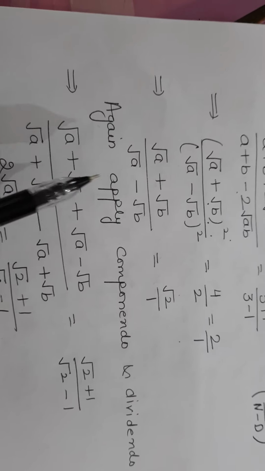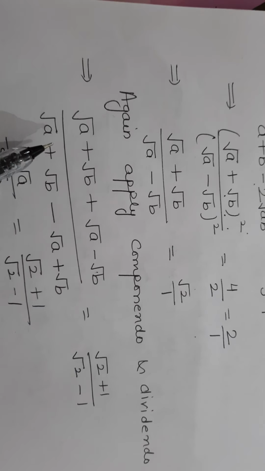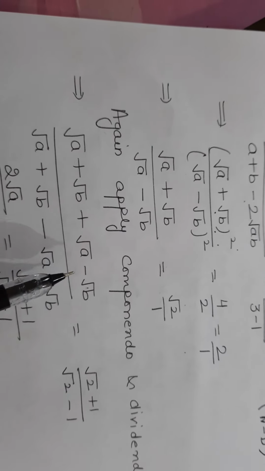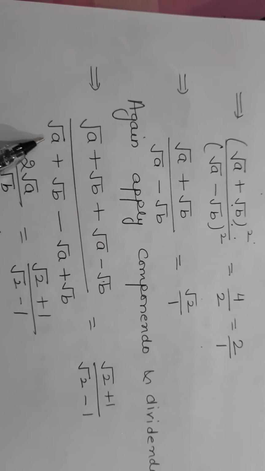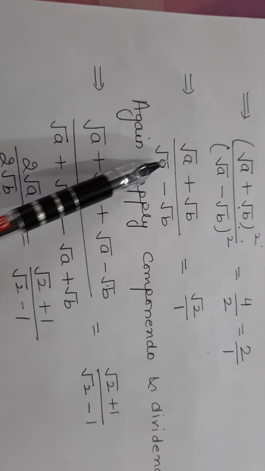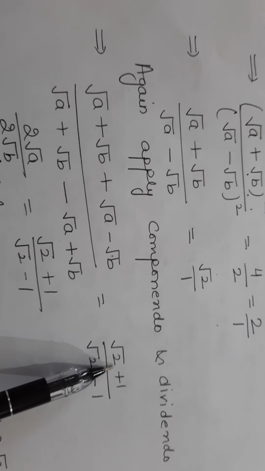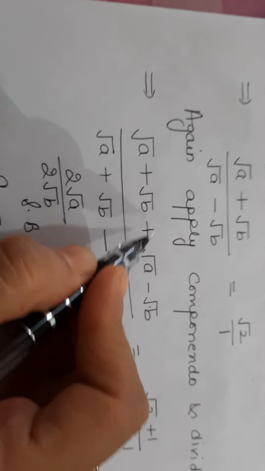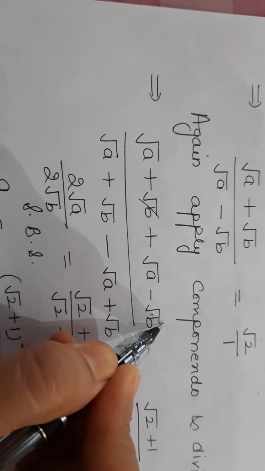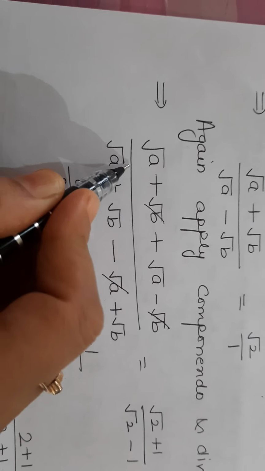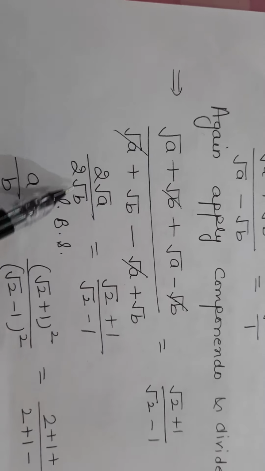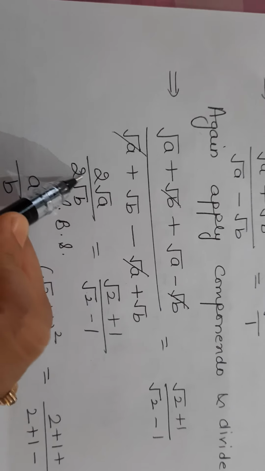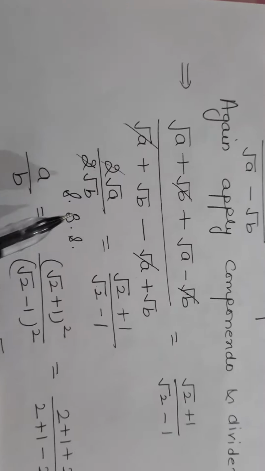You will get numerator plus denominator upon numerator minus denominator. So root A plus root B plus root A minus root B, and here you will have root A plus root B minus root A plus root B. On the right hand side root 2 plus 1 upon root 2 minus 1. Now just check, root B will be cancelled, and here root A is cancelled. So you'll get twice root A upon twice root B is equal to root 2 plus 1 upon root 2 minus 1. Again this 2 is also cancelled. So you will have this.